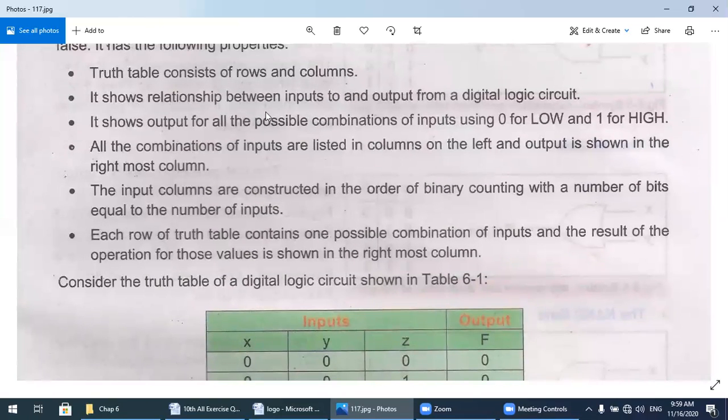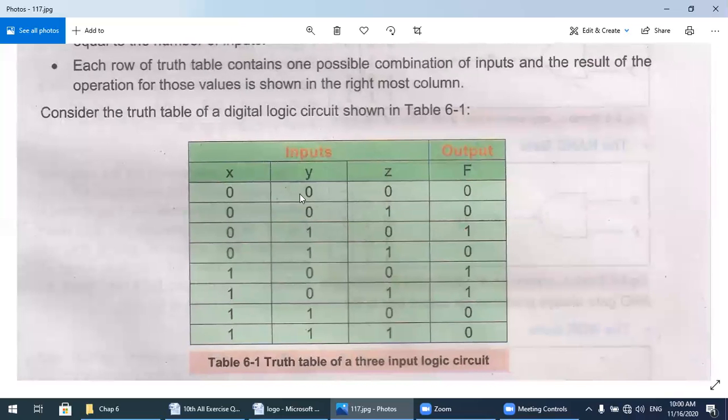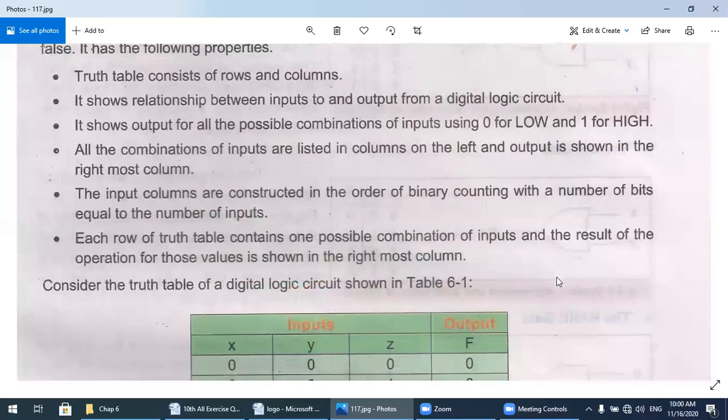It shows the relationship between input and output from a digital logic circuit. So on the basis of the digital logic circuit, we can represent the inputs and the output. It shows output for all the possible combinations of the inputs, using 0 for low and 1 for high. When we create a truth table, this is much easier for you. All the combinations of inputs are listed in the columns on the left and the output is shown in the rightmost column. So this one is the input side and this one is the output side.